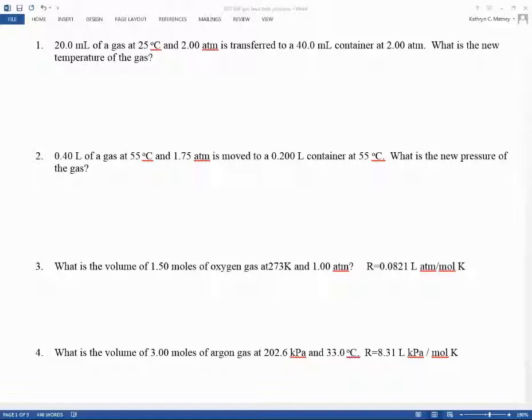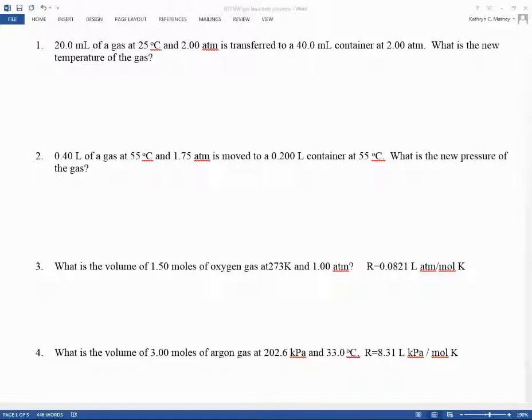questions and know how to solve them mathematically. Chemistry gets progressively harder as the year goes on. That's why you can't fall behind. When you start falling behind, it starts catching up with you. All right, question number one.